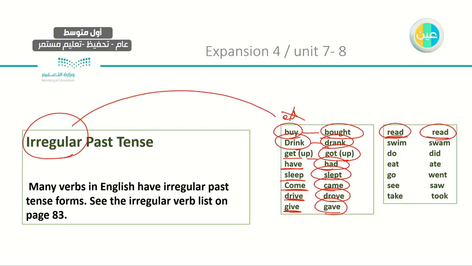Okay? Do, did. Go, went. Take, took. This is about irregular past verbs.